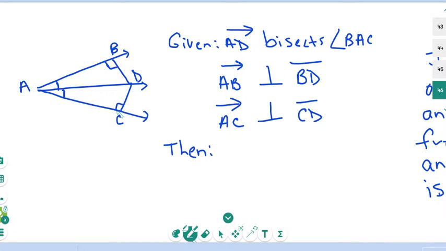So then we can say that line segment BD is congruent to line segment DC, because we have congruent angles here, we have a bisector, and we have our perpendicular lines. So our angle bisector bisected that angle, and it's also equal distance from the sides. So D is equal distance from AC, and D is equal distance from AB.